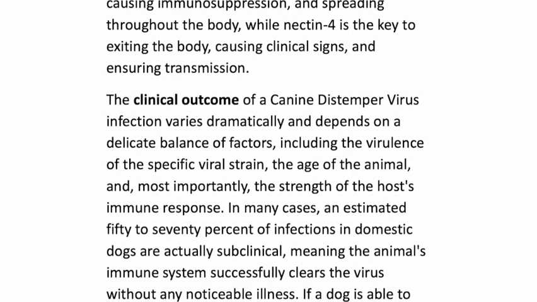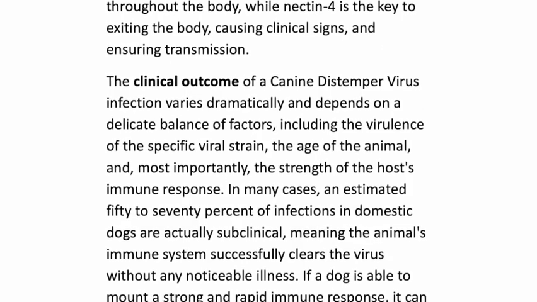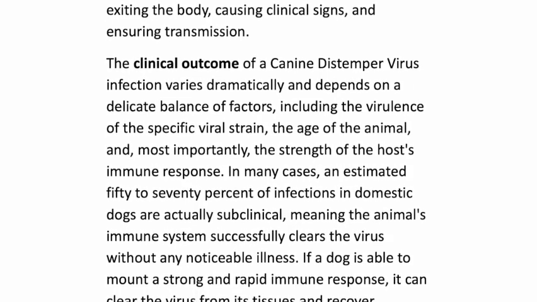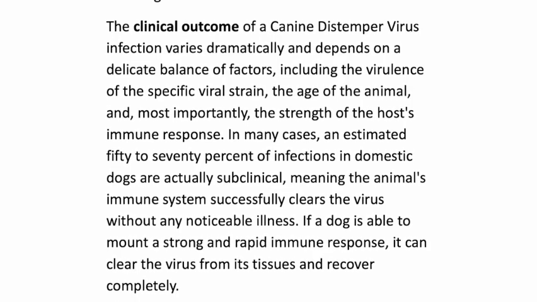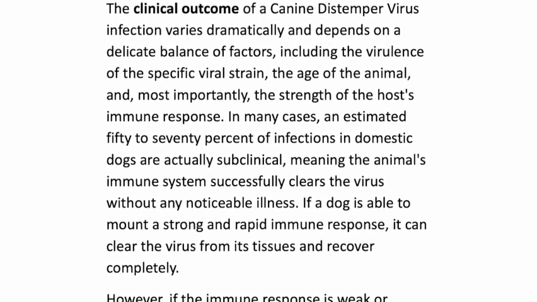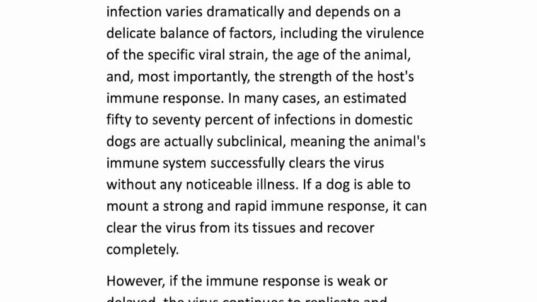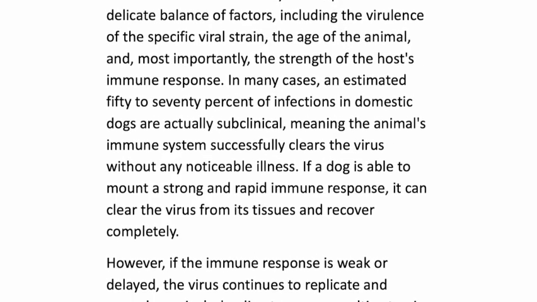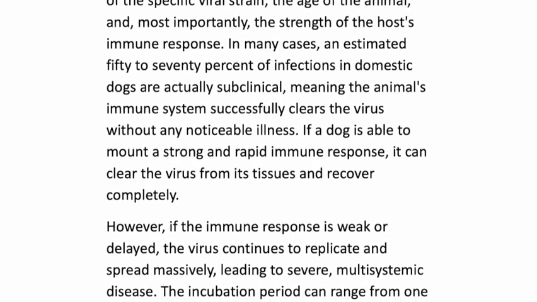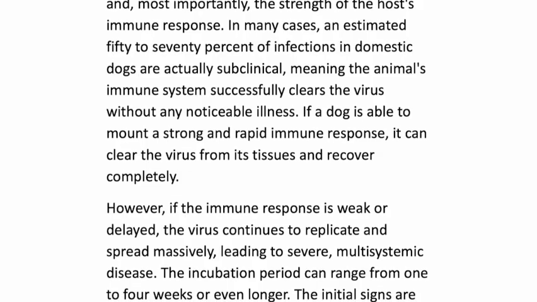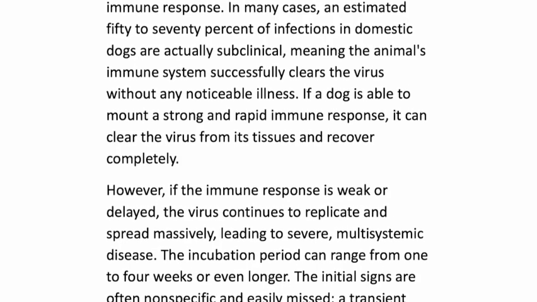The clinical outcome of a canine distemper virus infection varies dramatically and depends on a delicate balance of factors, including the virulence of the specific viral strain, the age of the animal, and most importantly, the strength of the host's immune response. In many cases, an estimated 50 to 70% of infections in domestic dogs are actually subclinical, meaning the animal's immune system successfully clears the virus without any noticeable illness.